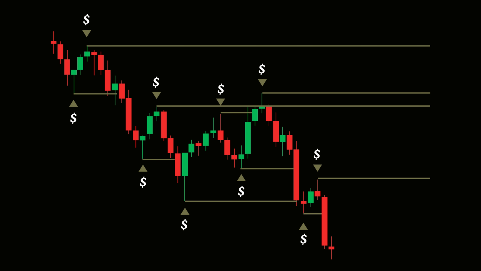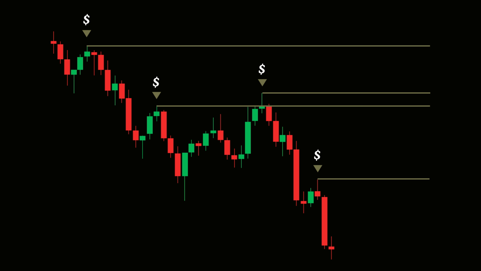So, we highlight swing highs and lows as liquidity zones, but only if they remain unmitigated. Let's eliminate the swings that the price has already breached. Once we remove those, we're left with active liquidity levels, the ones that still hold significance. These are the areas where the market is most likely to return to collect pending orders.